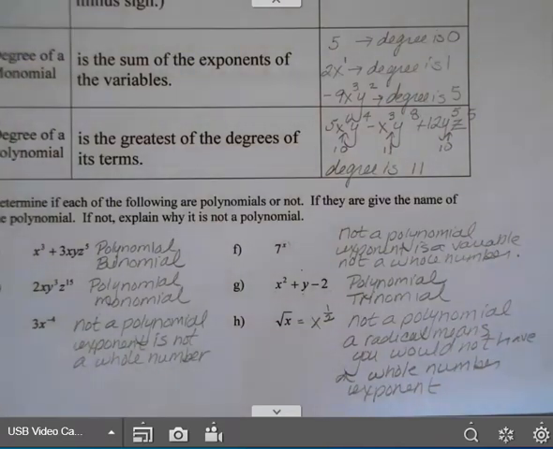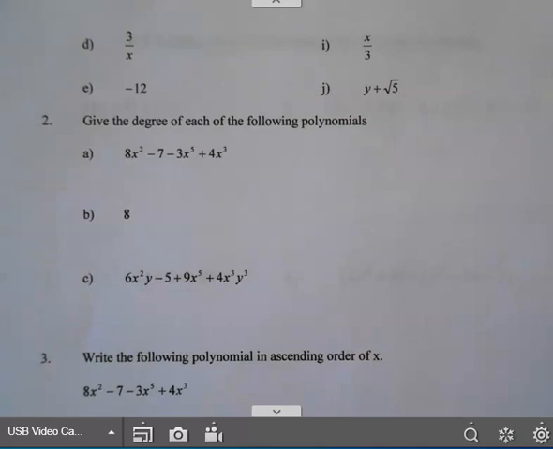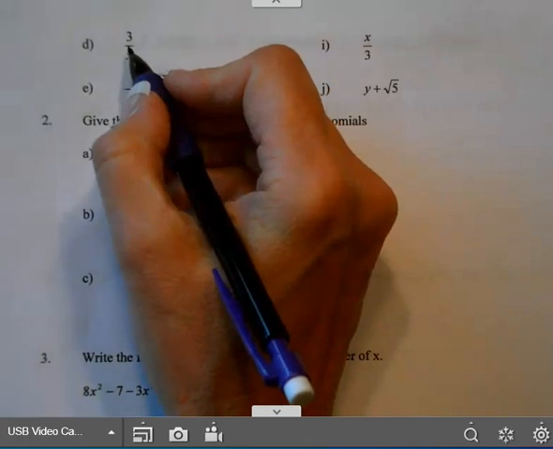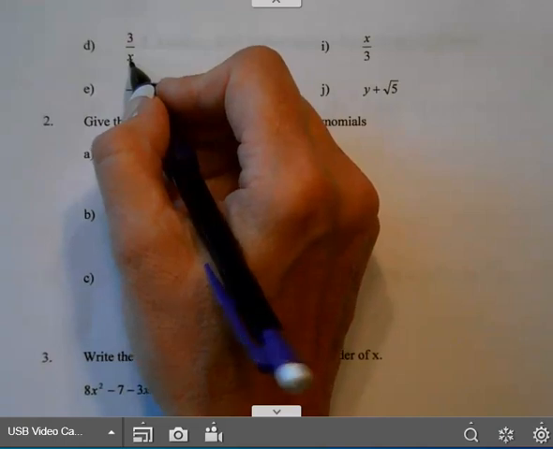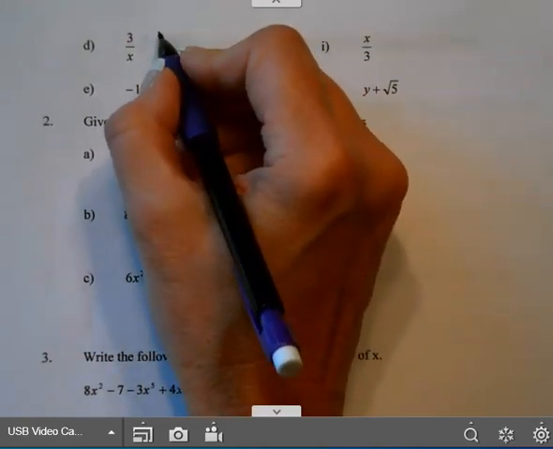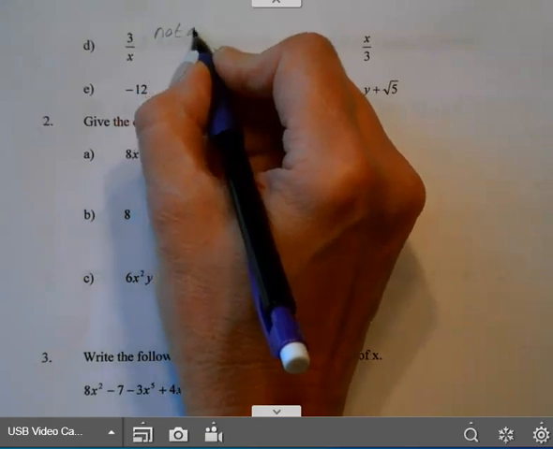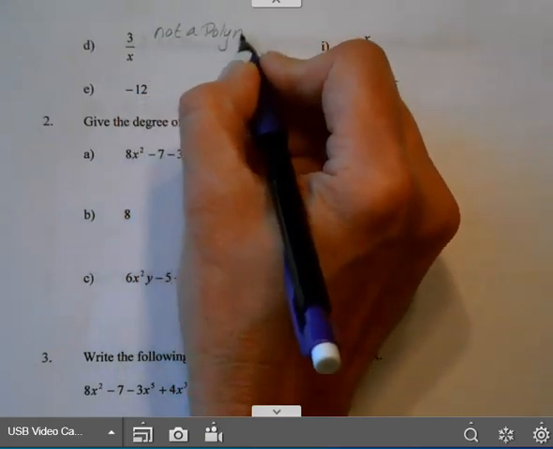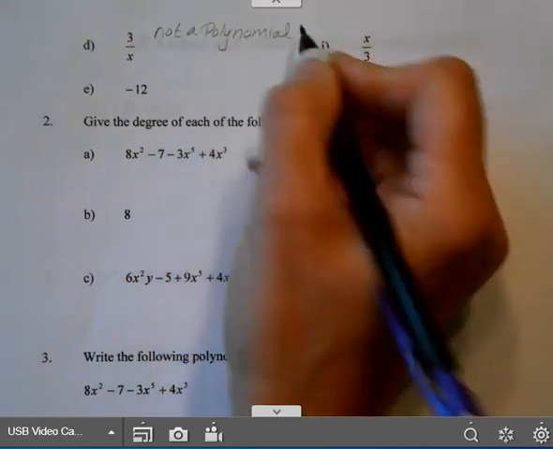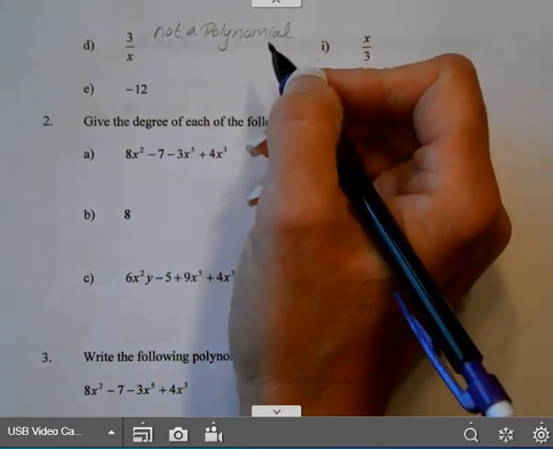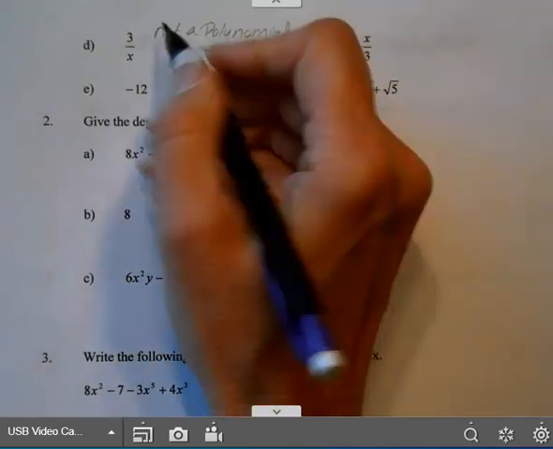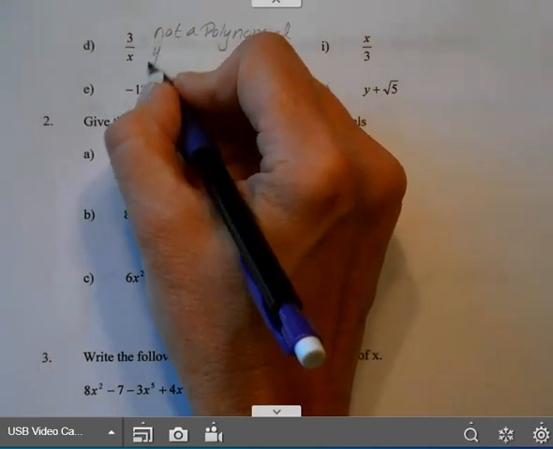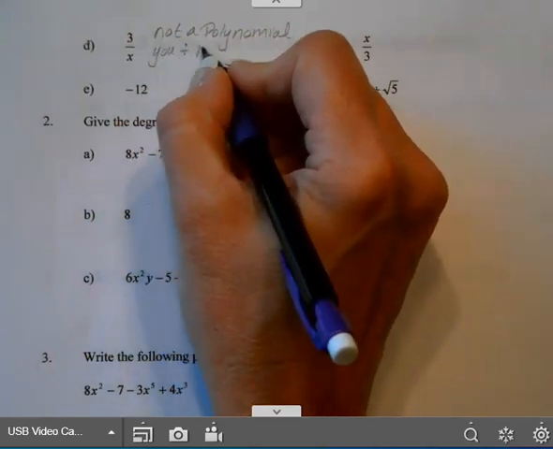Okay, next page. This is still a continuation of number 1. It kind of, when I printed, went on to the next page. For D, I have 3 over x. And this is not a polynomial. In order to have a polynomial, the numbers have to be multiplied. So you divided by a variable, not multiplied. You divided by a variable.